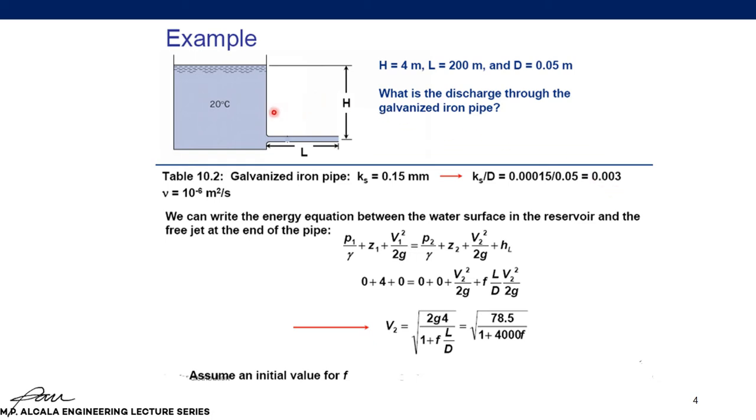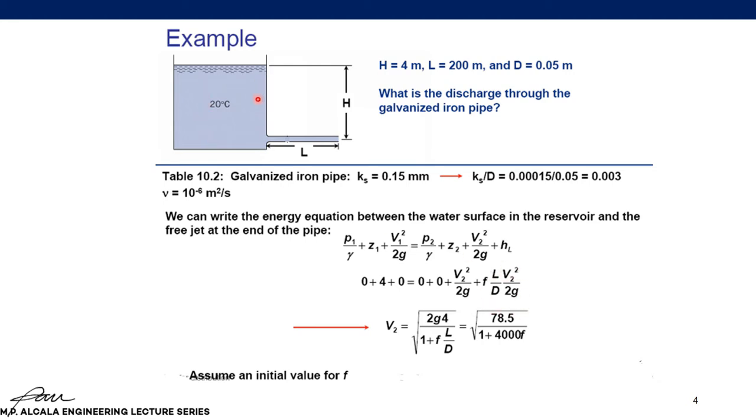At a standard temperature of 20 degrees Celsius, the kinematic viscosity is 1 times 10 to the negative 6. Again, the first step is to write the energy equation, the Bernoulli equation, from point 1 to point 2. At point 1, the pressure is 0 and the velocity is static at 0, with a height from the datum of 4 meters, as we can see here. Since you will have a jet at the outlet, you have 0 plus the datum of 0 plus the unknown velocity head, plus the head loss.